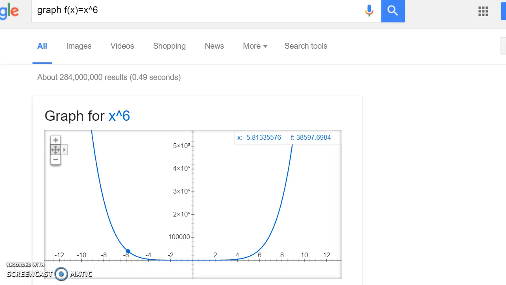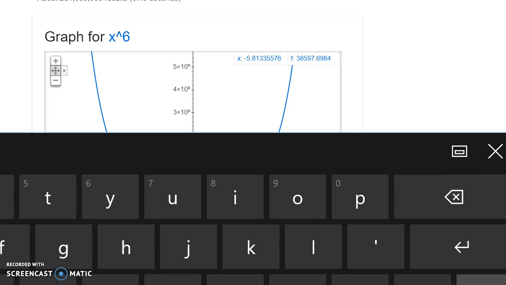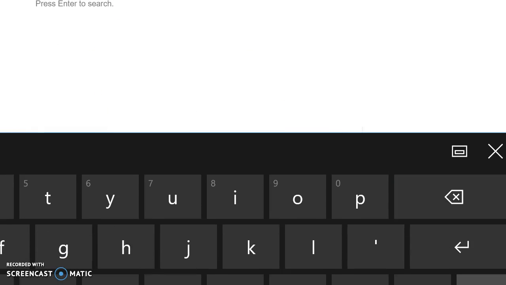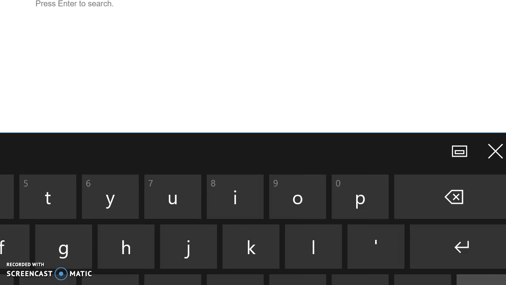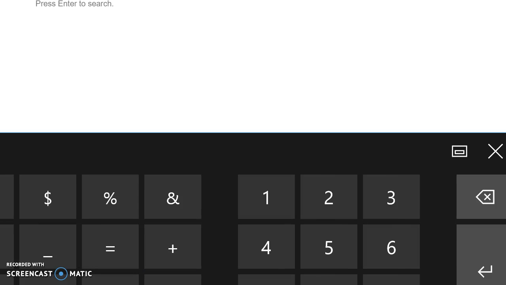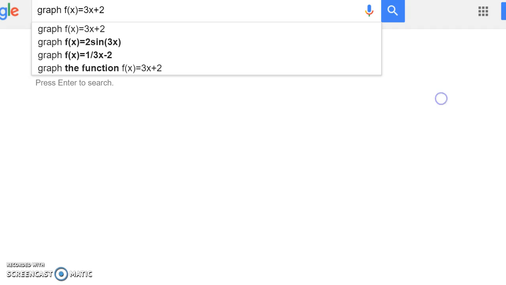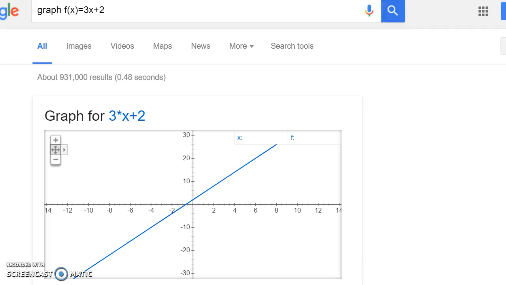Okay, so we're going to go back to here and let's put in some odd degree functions. So first of all, how about a line? 3x plus 2, right? We all should know what that's going to end up looking like. Okay, so notice it crosses the x-axis one time, and its ends are going opposite directions. All right.